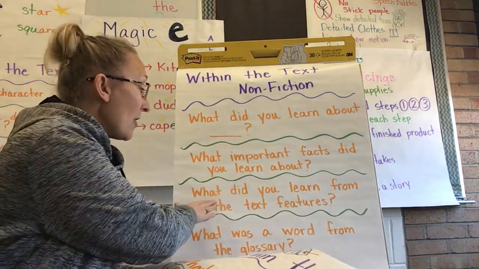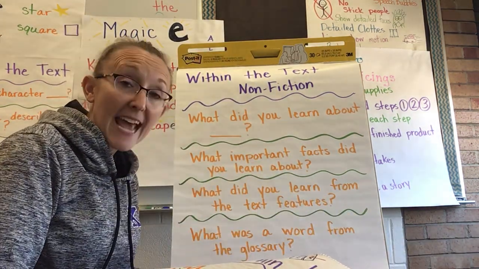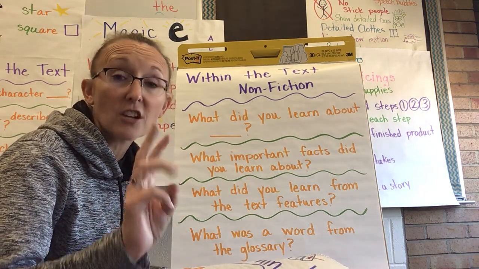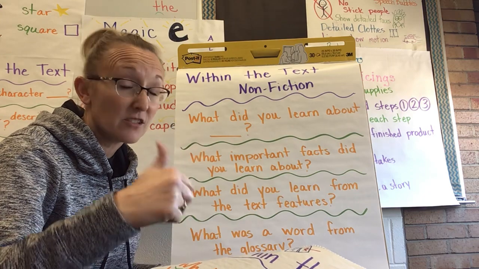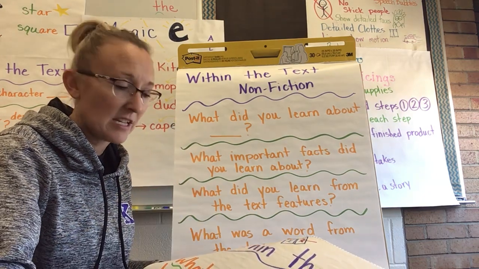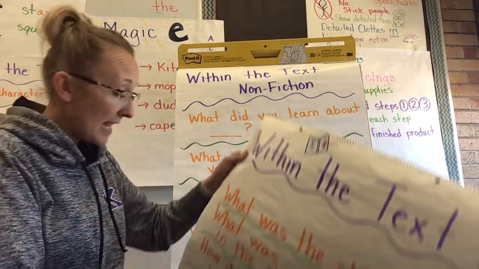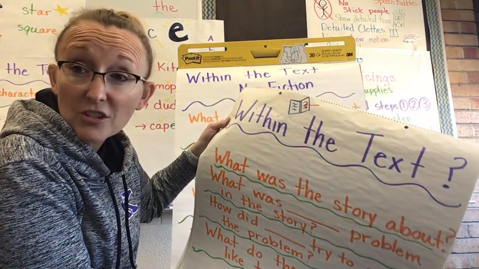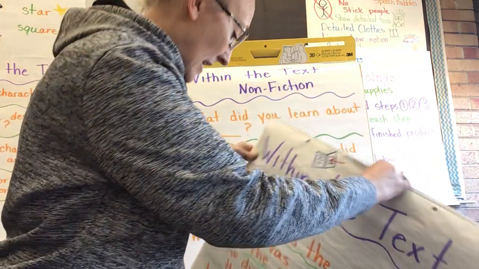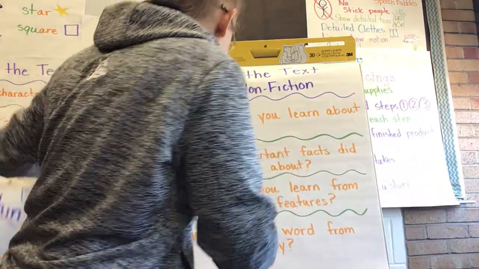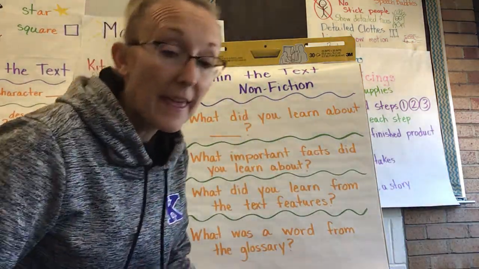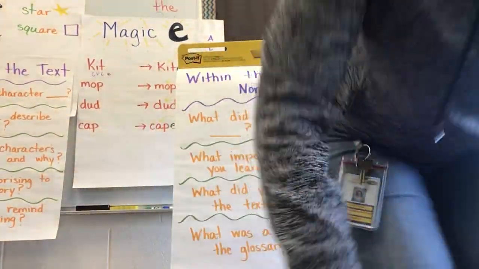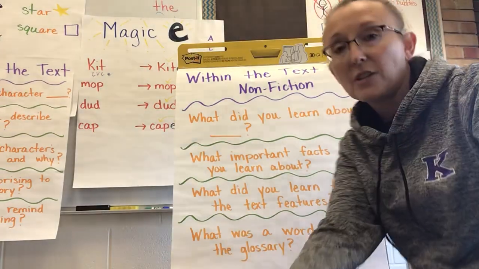Okay? Here they're asking, what did you learn from the text features? Remember, text features are photographs or charts or diagrams or text boxes or maps. And we'll look in this book and see if they have any. But here, they might be talking about how did the pictures help you understand the story or something like that, or what do the characters like to do?